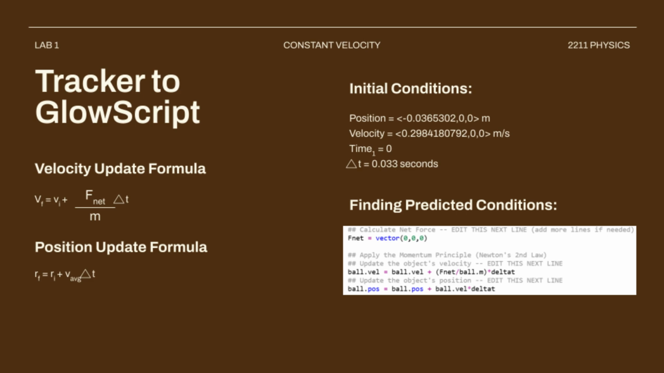So to find the new velocity, we're going to use the velocity update formula. And we're going to do the velocity plus F net divided by the mass of the object times delta t. And then for the position, we're going to do the initial position plus the velocity times delta t. And since this is going to be a constant velocity, F net is just going to be 0 vector all the way.